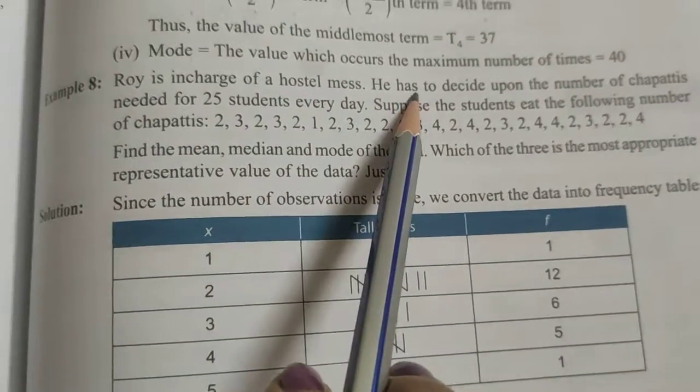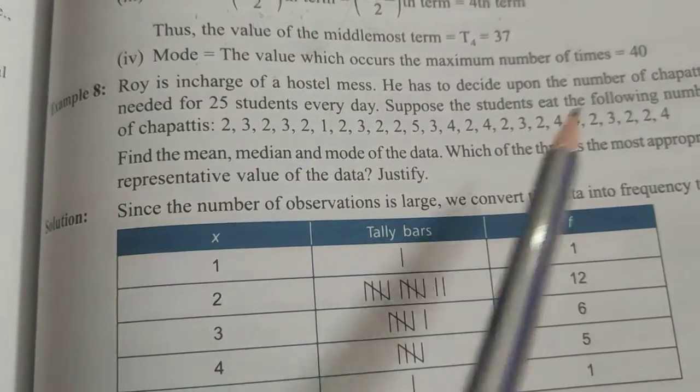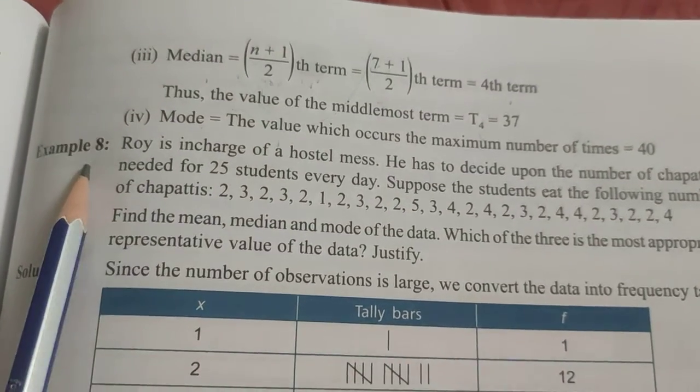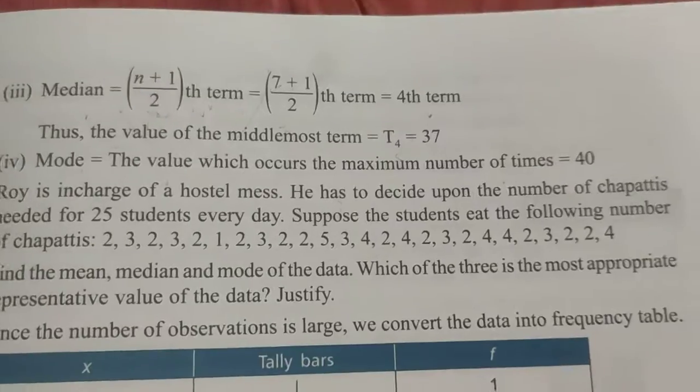So this was the mode of the value. Mode is 40. Now when I come to the next question, example number 8.